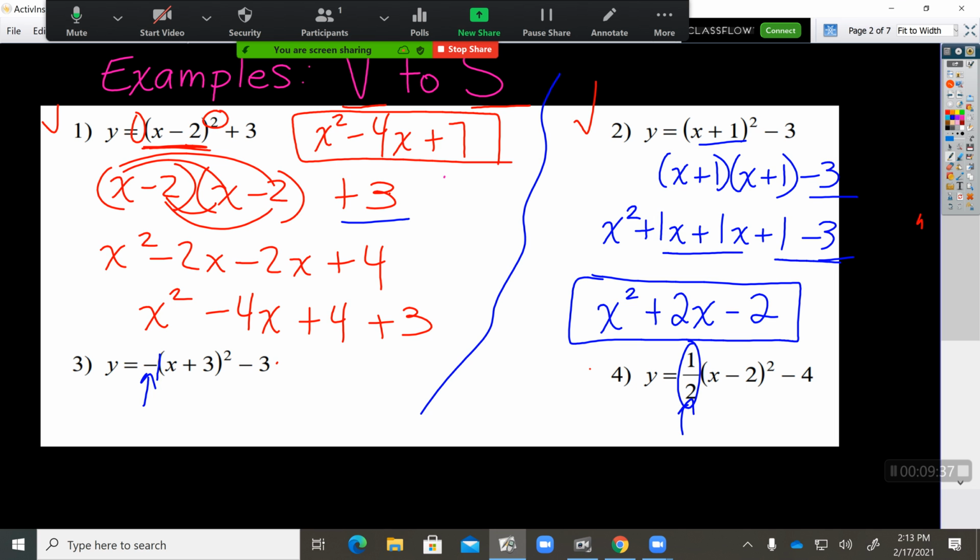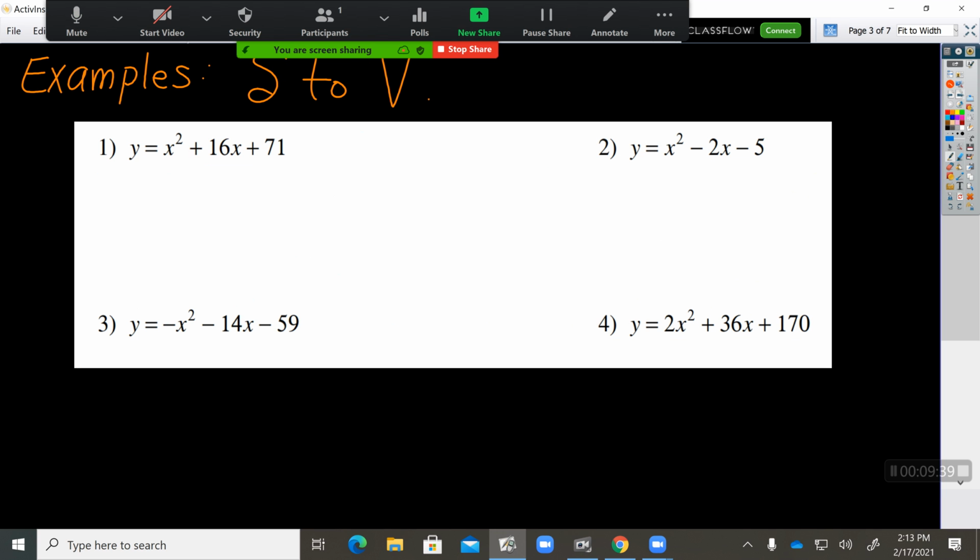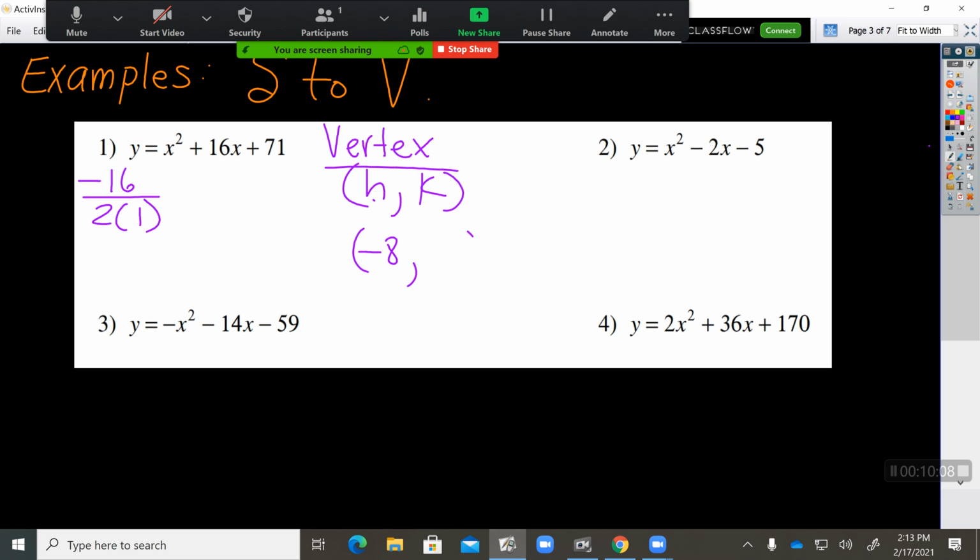All right, let's move on to the next page and the last 2 examples. So we already did some of these, so I'll go a little quicker with these 2 examples. First thing you want to do is find the vertex. How do you find the vertex? First you find h, then you find k. To find h, you just do negative b over 2 times a. So negative 16 divided by positive 2 is negative 8.